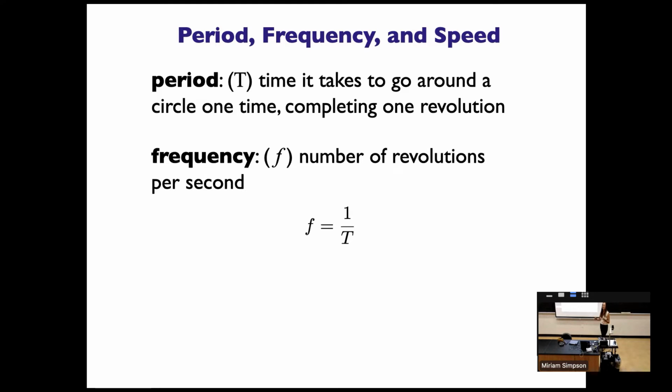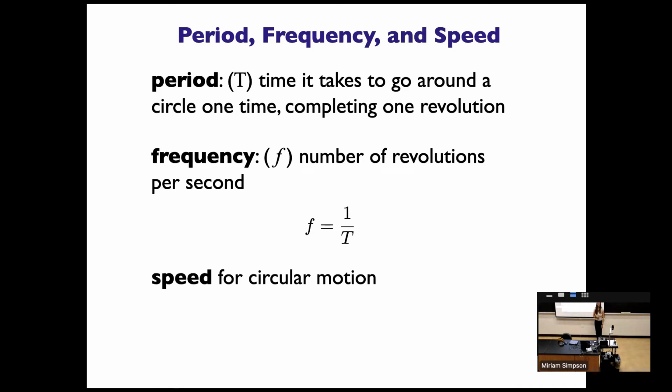Even though RPM is a nice unit, what we really want to use is seconds. Whenever we're doing problems in physics, we convert everything to seconds essentially. So period is in seconds, frequency is in inverse seconds. And then speed for circular motion.